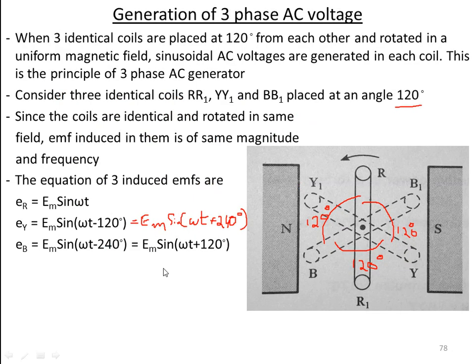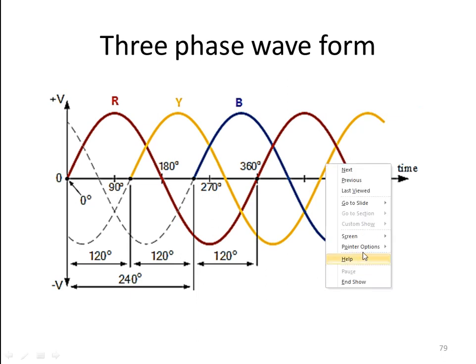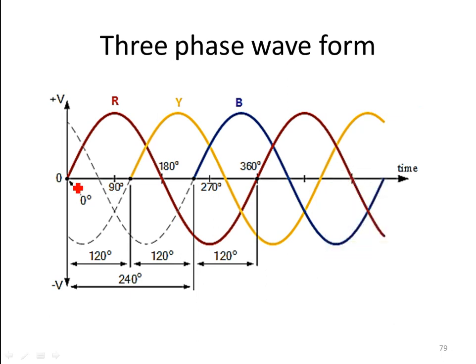going to the waveform. Now see, R phase is starting at 0 degree. And it is basically a sine wave. Now, I am taking the magnitude as V phase or say some V. At 90 degree, R phase reaches maximum. At 180 degree, R phase reaches 0. At 270 degree, again, R phase reaches negative maximum. And at 360 degree, it reaches 0.